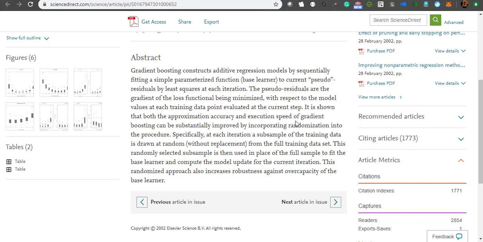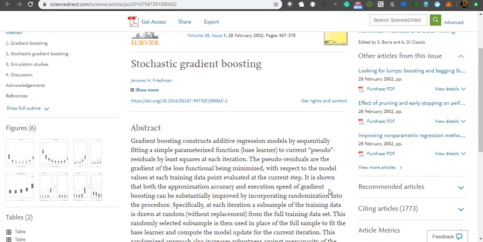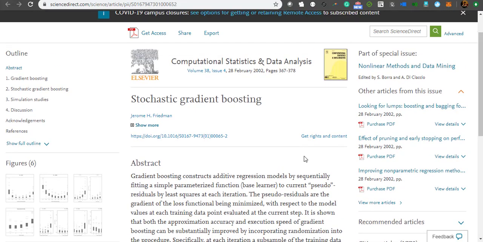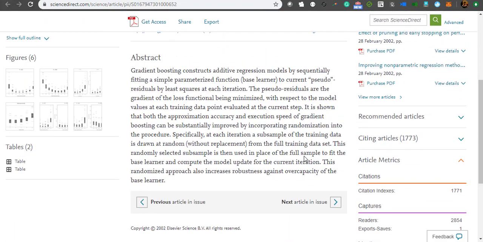So GBM or gradient boosting machine was developed by Friedman, and he published this paper in February 2002 in Computational Statistics and Data Analysis. In this abstract, it clearly mentions what GBM is. GBM is nothing but additive regression models which sequentially build trees on current pseudo residuals. So this is the idea behind GBM, where we build subsequent trees which try to predict the residuals or errors made by the previous trees. So this is the original algorithm by Friedman.